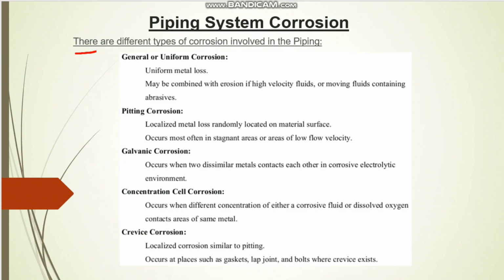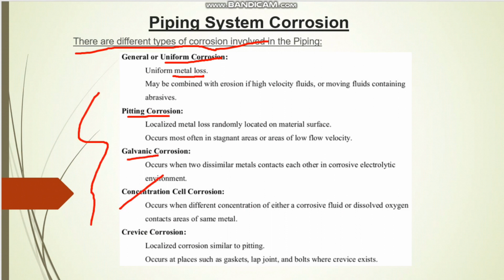Like you see here, there are different types of corrosion involved in piping. General or uniform corrosion is like a uniform metal loss. Pitting corrosion is there, galvanic corrosion, concentration, and many more. So that's the reason we are adding some amount of corrosion allowance to the pipe thickness.